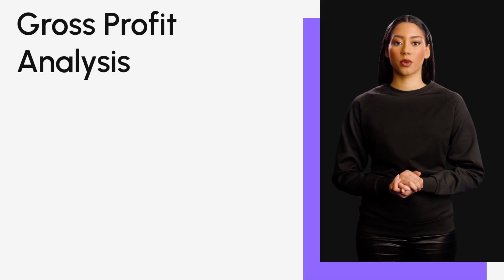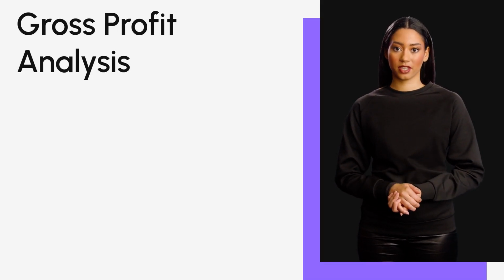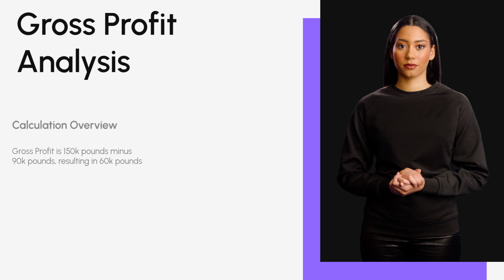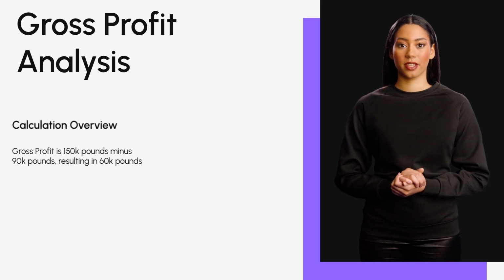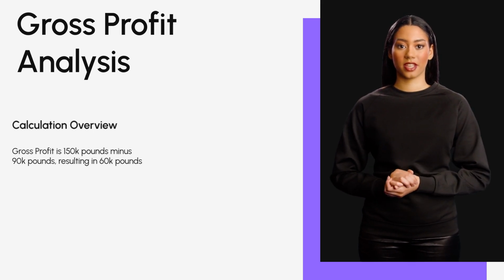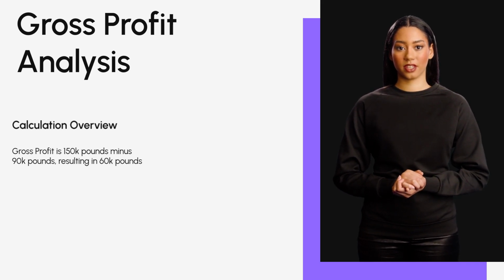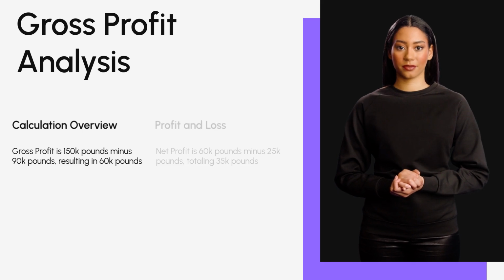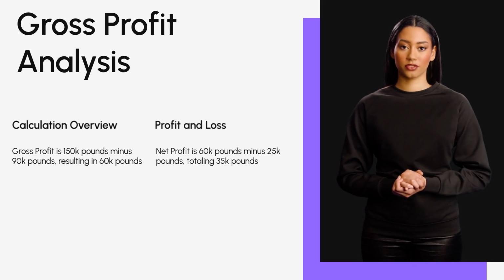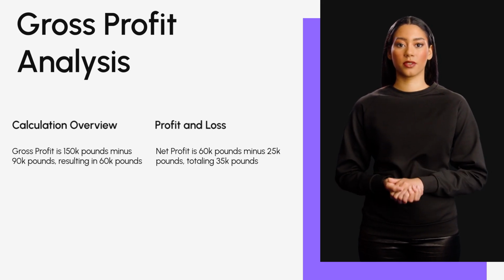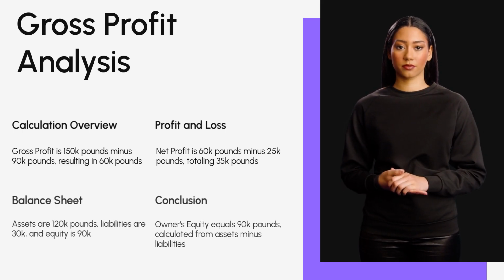Gross profit equals £150,000 minus £90,000, equaling £60,000. Profit and loss account. Net profit equals gross profit minus total expenses, which is £60,000 minus £25,000, equaling £35,000. Balance sheet, simplified. Assets equal £120,000. Liabilities equal £30,000. Owner's equity equals £90,000.